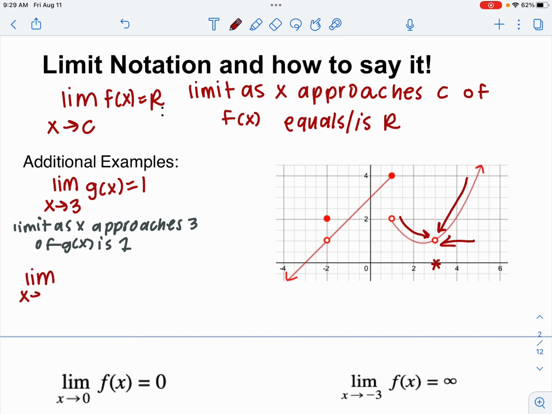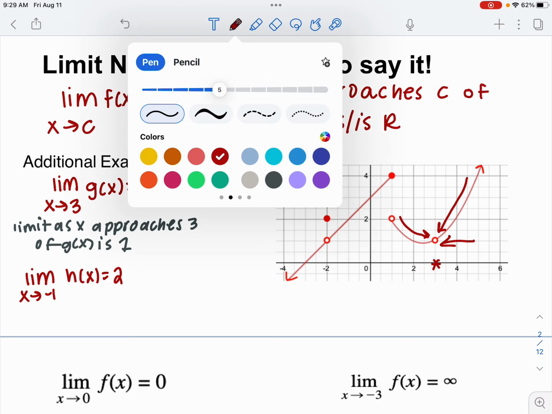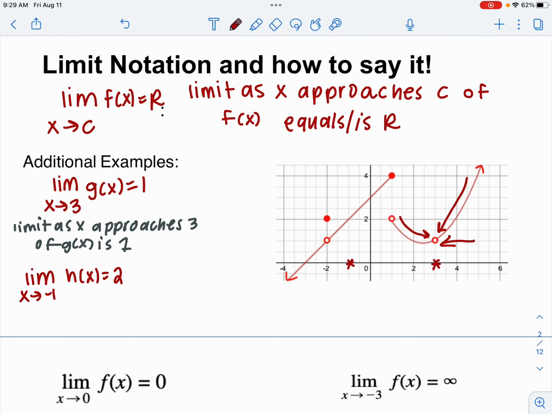Another example, and this one I think is important, is the limit as x approaches -1 of h of x is 2. If you look at this graph over here, this is an example where the point and the limit are actually the same thing. If you go to -1 and approach -1 from the left and from the right, you get to 2, but also that point is filled in, so f of -1 is also 2.